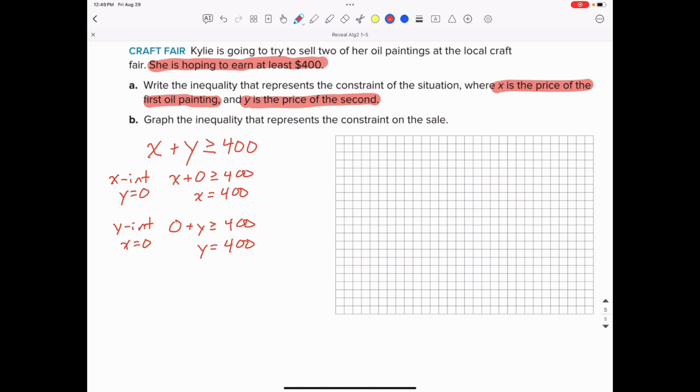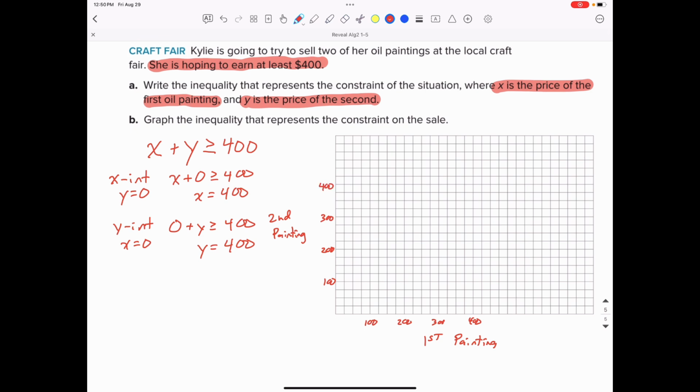So knowing that on my graph, since I haven't scaled it, we're only going to be dealing with positive numbers, that's the only numbers that make sense in this situation. The x value is going to represent the first painting price, and the y value is going to represent the second painting. So let me label those real fast. I think I'll just count by hundreds about every 4 blocks. So 100, 200, 300, 400, and then the same on the y-axis: 100, 200, 300, 400.